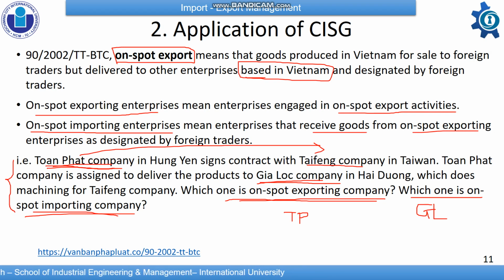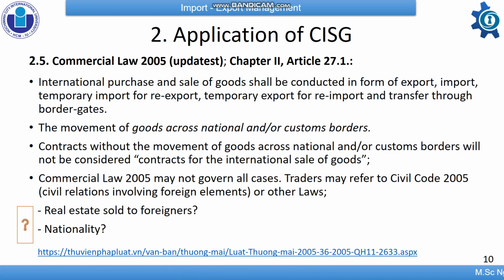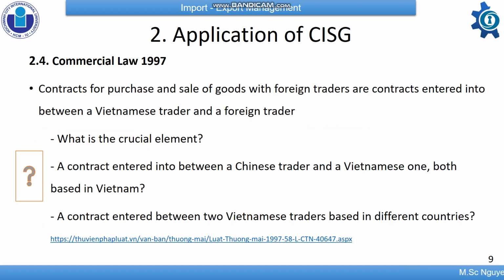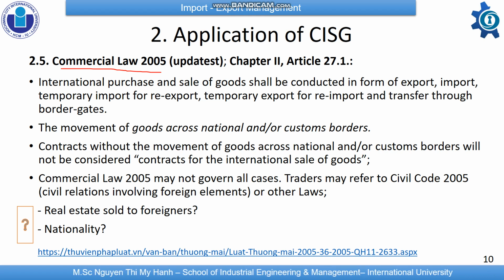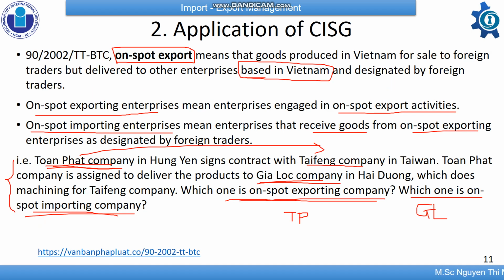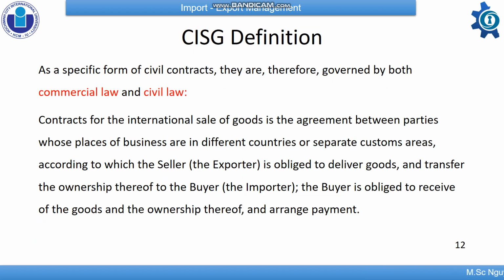So we can see that if we use the commercial law 1997, we have some disadvantages. And if we use commercial law 2005, it's also not adequate yet, because we still have cases related to nationality or real estate or on-spot exporting. So that's why, by combining the commercial law and the civil law 2005, we have a definition for CISG.